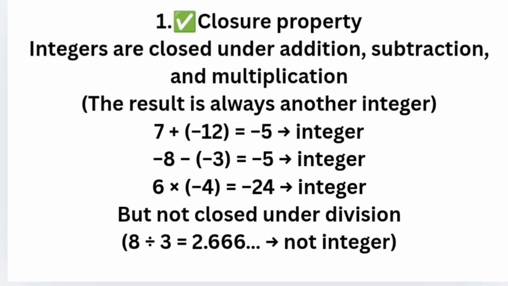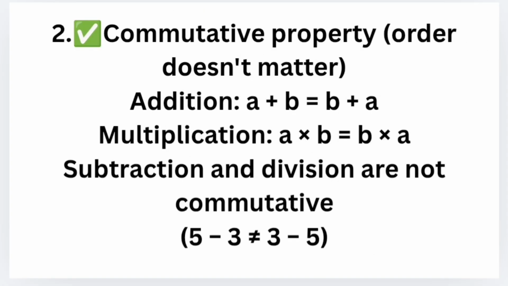For example, 7 plus negative 12 is equal to negative 5, integer. Negative 8 minus negative 3 is equal to negative 5, integer. 6 times negative 4 is equal to negative 24, integer. But not closed under division. For example, 8 divided by 3 is equal to 2.666, not an integer.